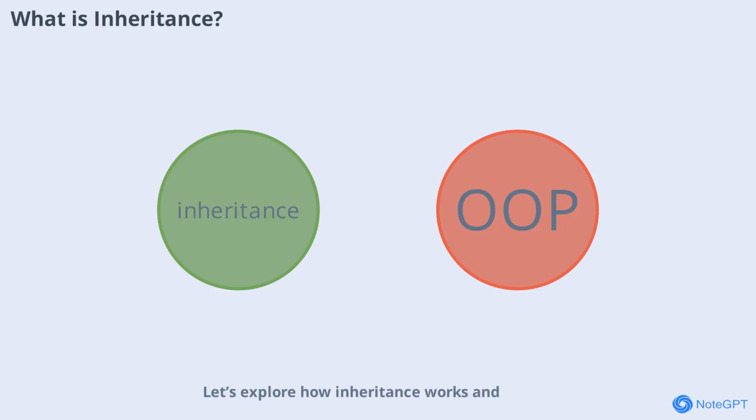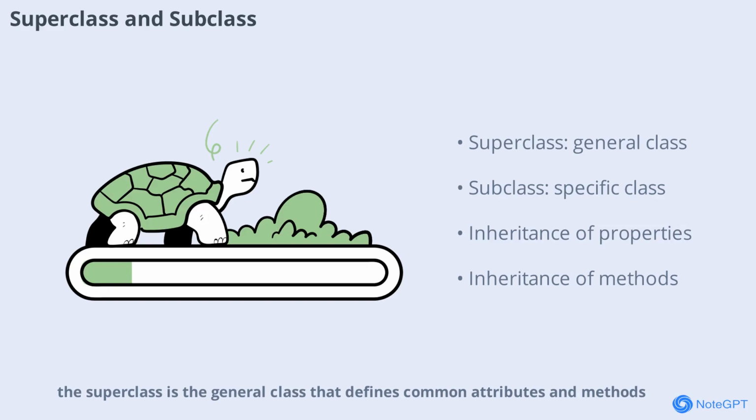Let's explore how inheritance works and why it's so essential in object-oriented design. In OOP, the superclass is the general class that defines common attributes and methods, while the subclass is a more specific class that inherits from the superclass. For example, imagine a superclass called animal with properties like name and age and methods like eat and sleep. A subclass such as dog would inherit these properties and methods but could also have its own unique features like bark. This relationship forms the basis of inheritance and helps structure code in a logical, hierarchical way.